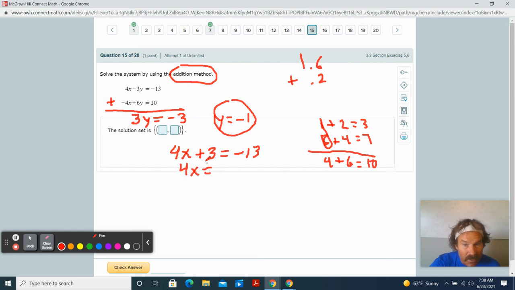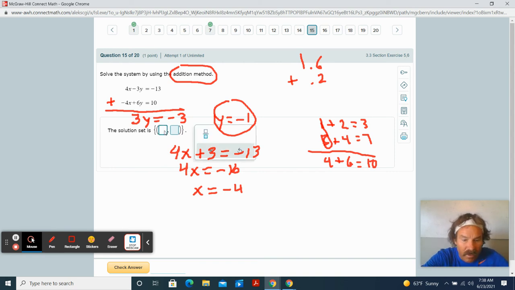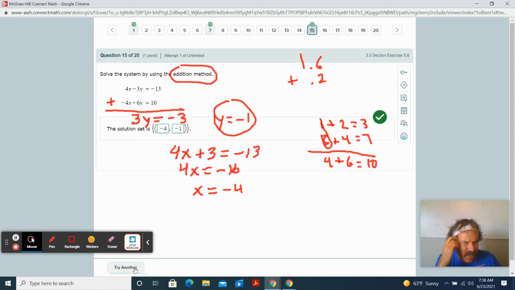4x equals, let's see, subtract 3, subtract 3, so that's negative 16. That's nice because it doesn't turn out to be a fraction. X is equal to negative 4. So once x is negative 4, we go to here. We can just click this. We put negative 4 in here, and we plug in negative 1 here. And we check our answer. Okay, so that one is basically set up for you to use the addition method.